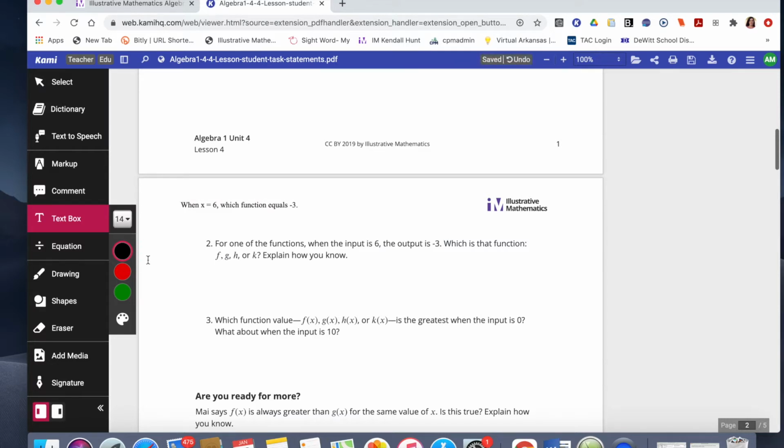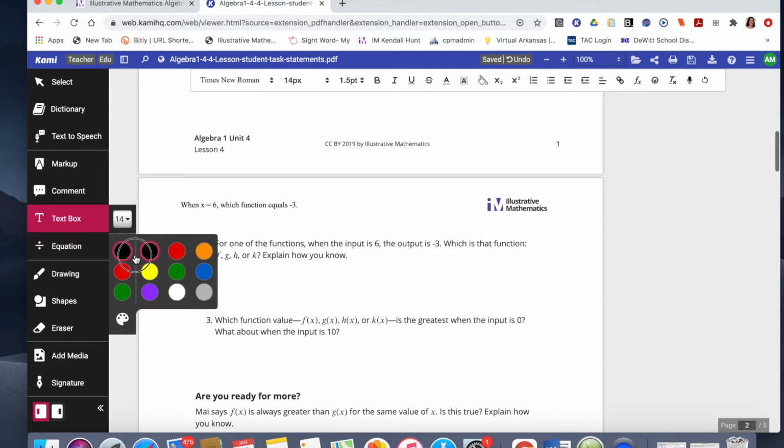Okay, so let's try f first. So we have f of x equals 3x minus 7. Now we're looking for f of 6 equals 3, open parentheses, 6, close it, minus 7. So we're going to multiply first. 3 times 6 is 18. 18 minus 7, f of 6 equals 11. And you could make this a little larger if you want.